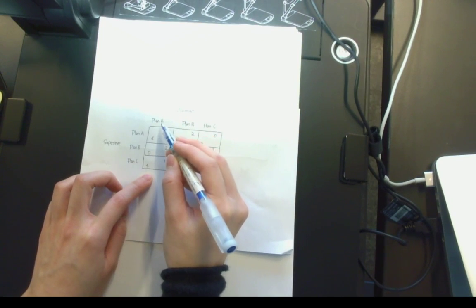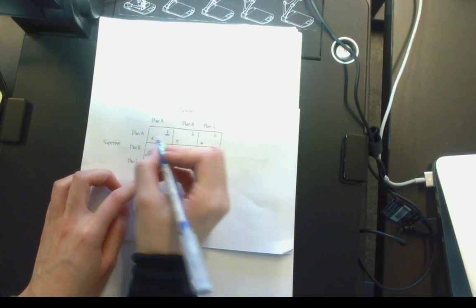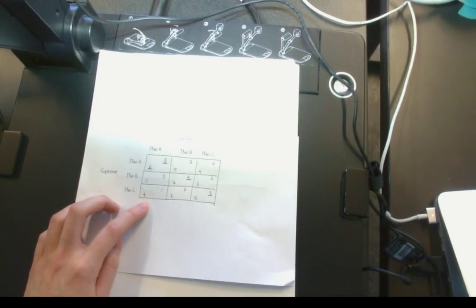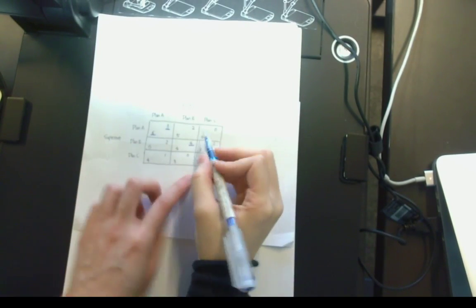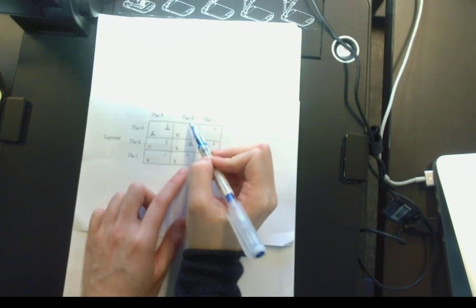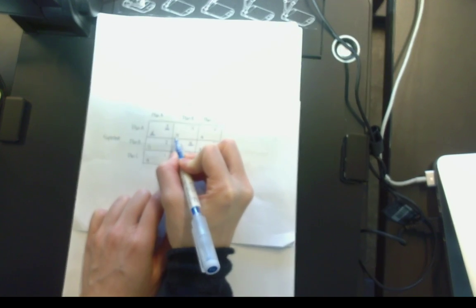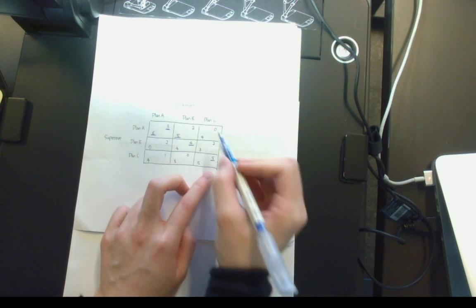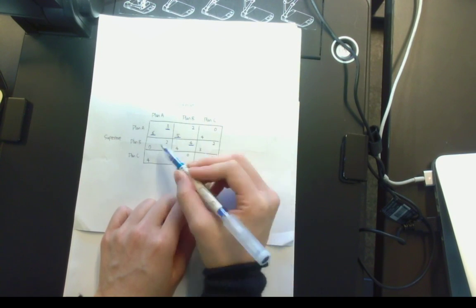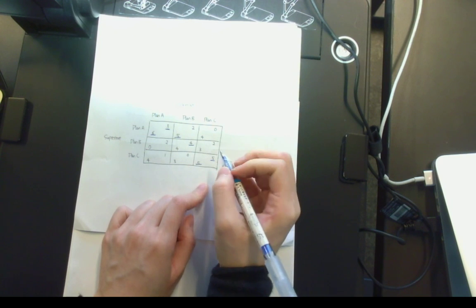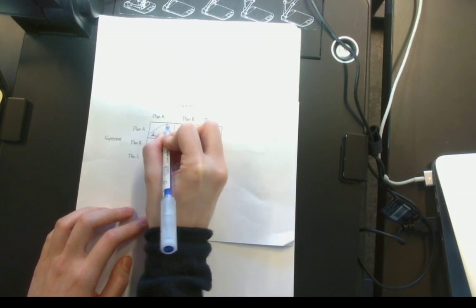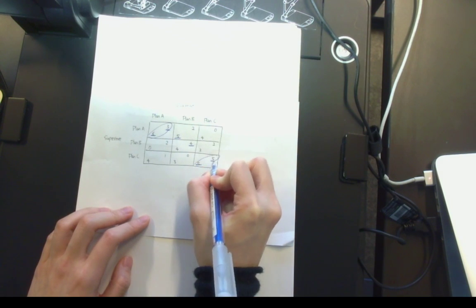If Walmart chooses plan A, then Superstore would choose plan A. If Walmart chooses plan B, then Superstore would definitely choose plan A. If Walmart chooses plan C, then Superstore would choose plan C as well. So in this game, we have two Nash equilibria, where Walmart and Superstore both play plan A, and where Superstore and Walmart both play plan C.